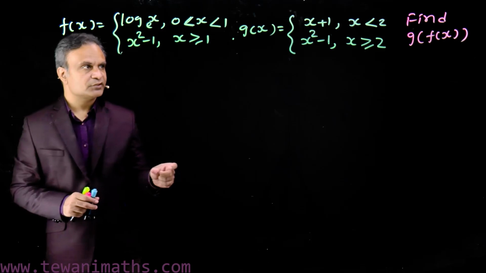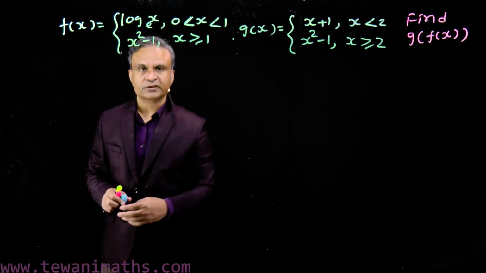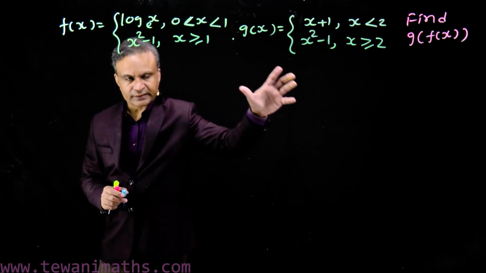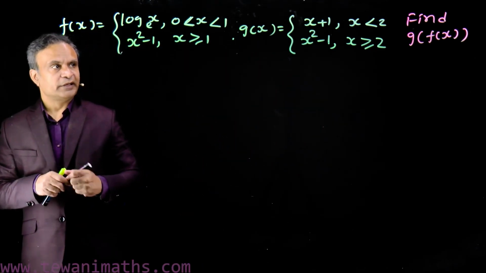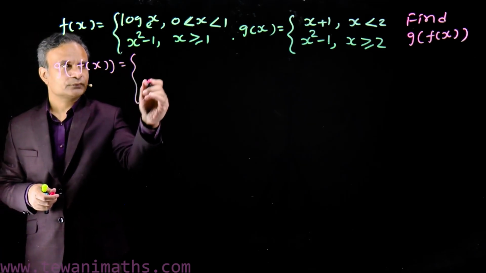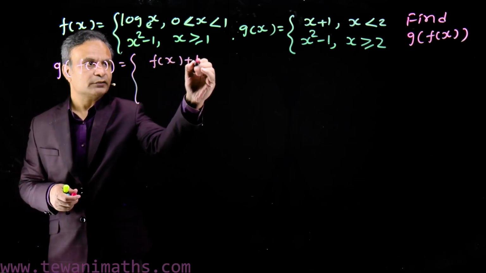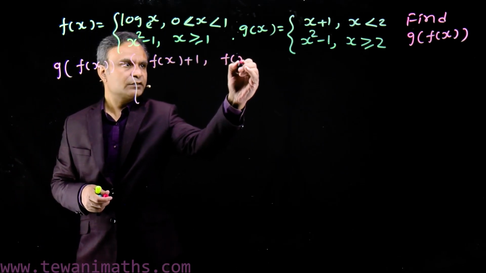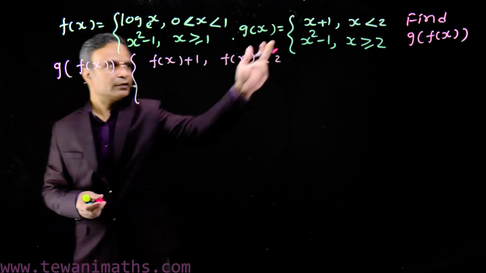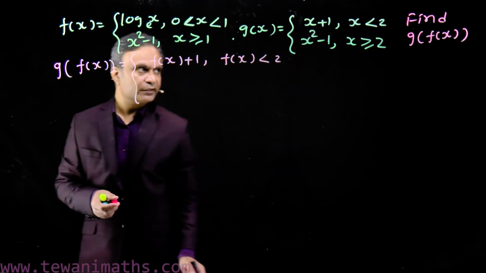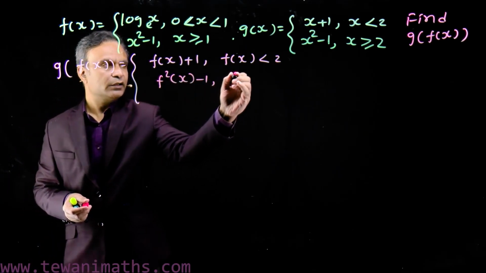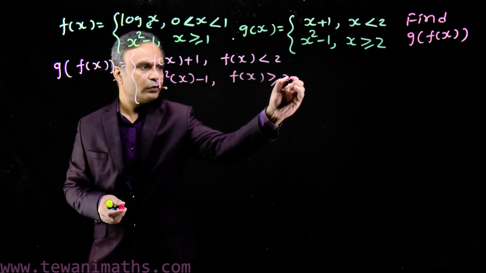We have functions f(x) and g(x) in piecewise form, and we have to find composite function g of f(x). How we start? In function g(x), replace x with f(x). We get g of f(x) is equal to f(x) plus 1, where f(x) is less than 2. We replace x with f(x) everywhere, here and here, सब जगह पे replacement करेंगे. ठीक है, and we have then f square (x) minus 1, where f(x) is greater than or equal to 2.